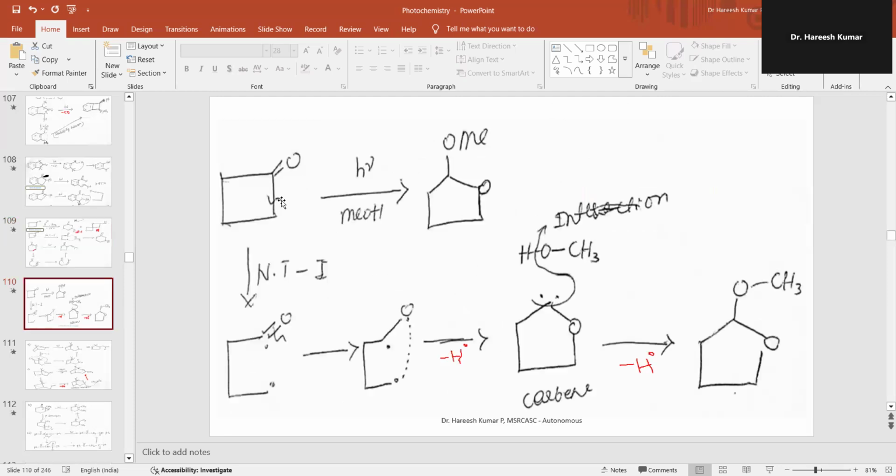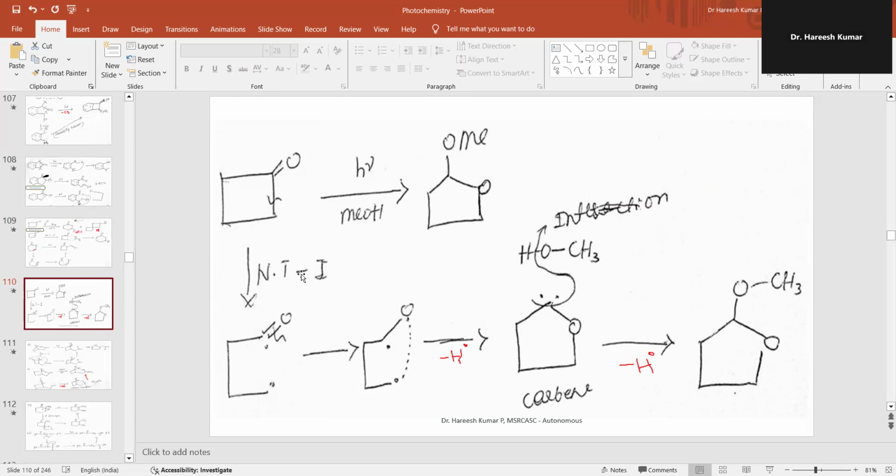So again, cyclobutanol. This, on irradiation, suppose this is again irradiation in the presence of a solvent. That means the solvent also reacts in the intermediate stage. So that is how an ether moiety, cyclic ether and unsymmetrical ether, is also obtained.